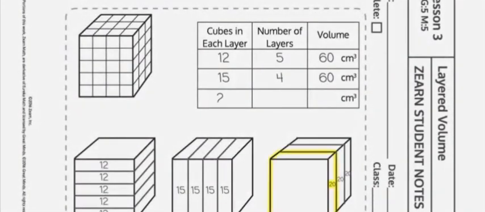There are 20 cubes in each layer, and there are 3 layers. 20 cubic centimeters times 3 equals 60 cubic centimeters. So, the volume is 60 cubic centimeters. We found the same volume each time. We just partitioned the prism in different ways. Check your work.